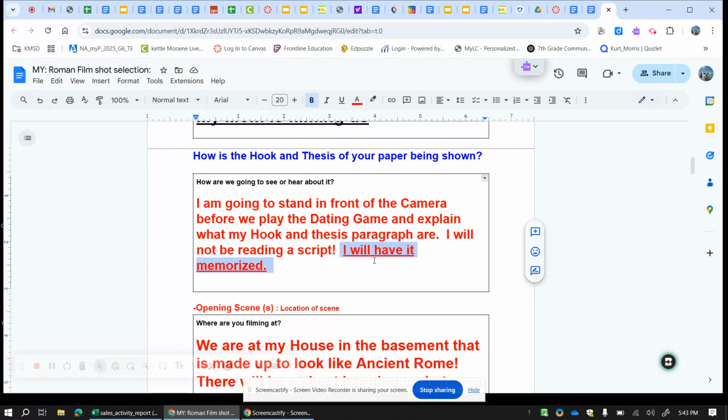Now, maybe it's my thesis paragraph I read. Maybe it's Aaron's thesis paragraph that he reads. Or maybe it's Todd's thesis paragraph that he reads. It doesn't matter. Or maybe it's one we put together of all three of our papers. I don't care. But it definitely has to talk about the fact that I'm going to be filming Caesar crossing the Rubicon, Caesar defeating Gaul, Caesar giving land and food to the poor, and Caesar dying. That has to be in that thesis and hook.